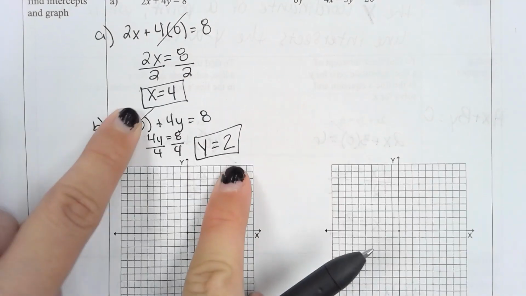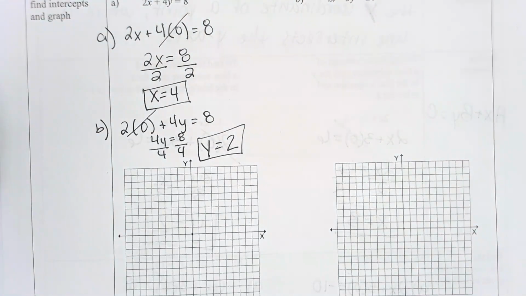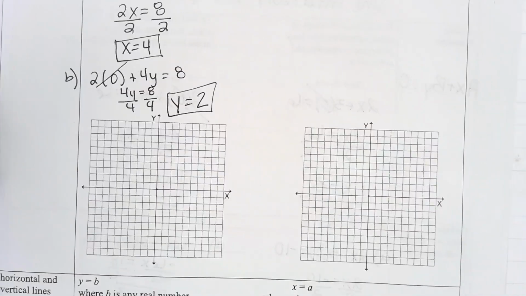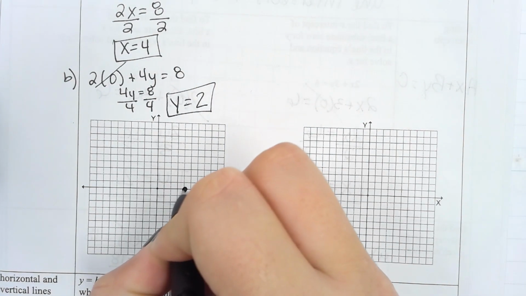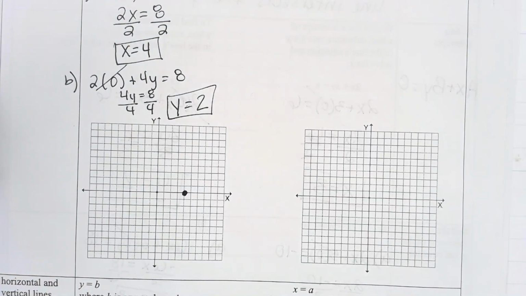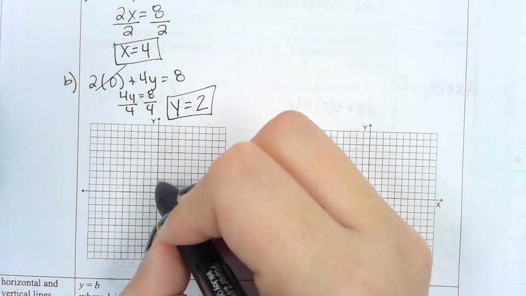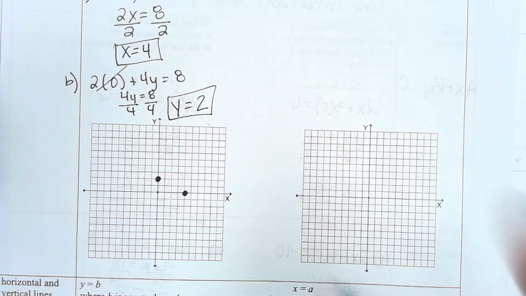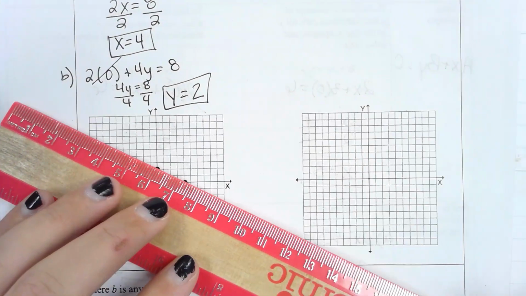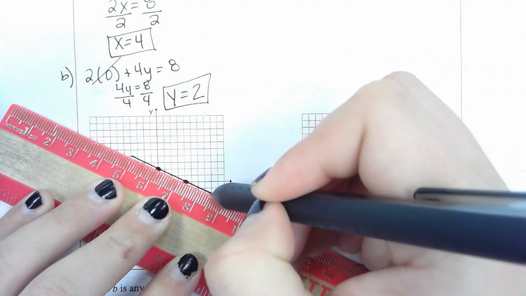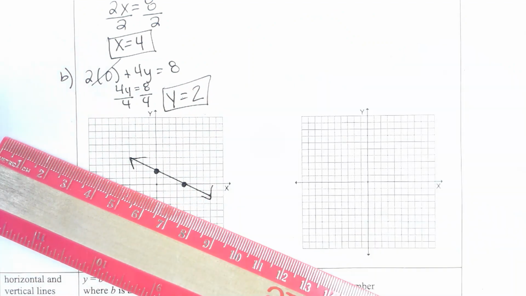Alright, so after you guys find out what your x and your y intercept are, now you can just graph them. So I have an x-intercept of 4, which means my line is going to pass through 4 on the x-axis. And I have a y-intercept of 2, which means that my line is going to pass through 2 on the y-axis. And then just draw my line. And there we have it.